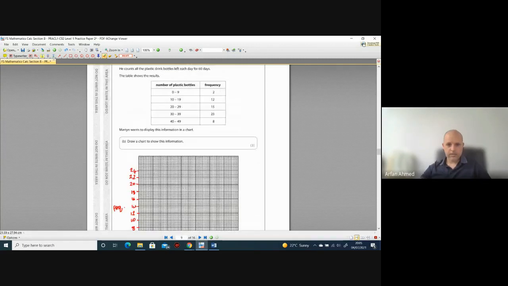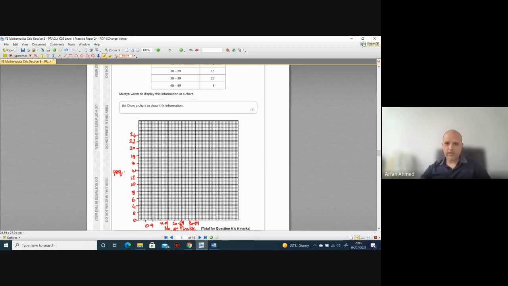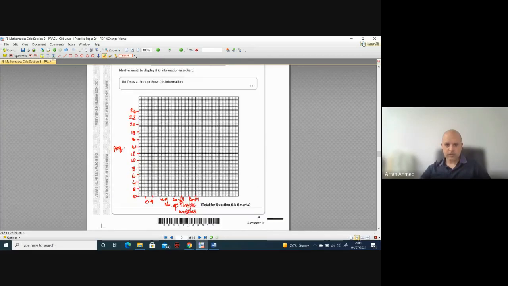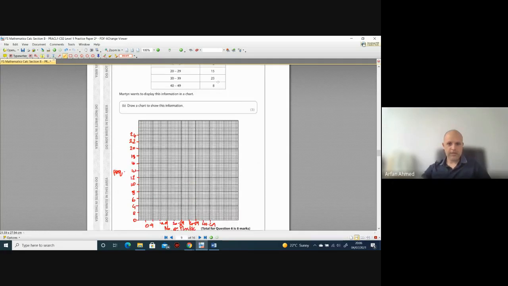Leave a space, 30 to 39. Obviously, you don't have to do it like this. There's loads of ways of doing these. 40 to 49. Let's use a ruler. Sorry, straight lines. So you're going to need a ruler and a pencil for this. 2 for the first one.